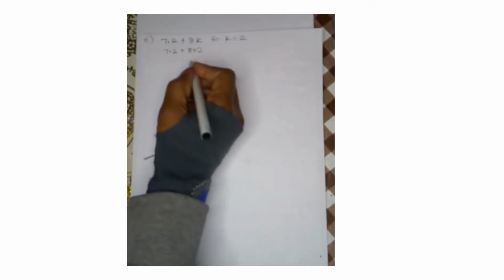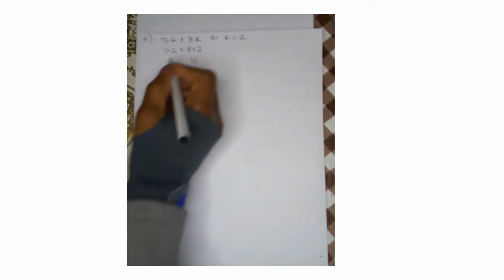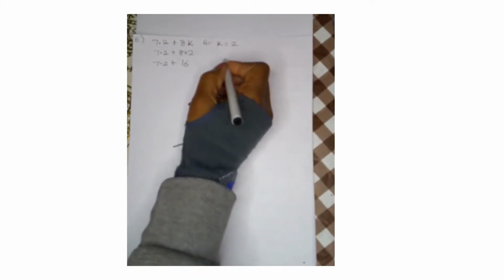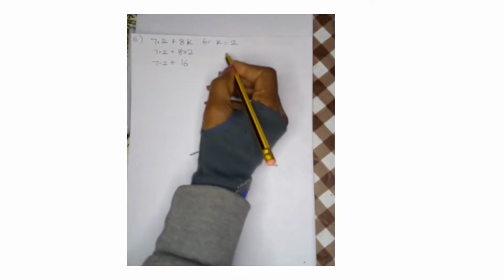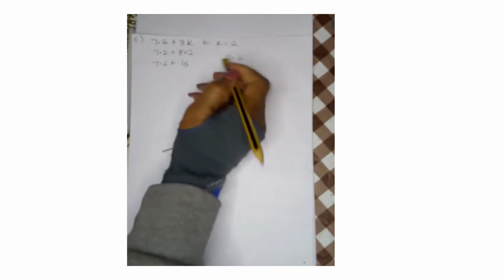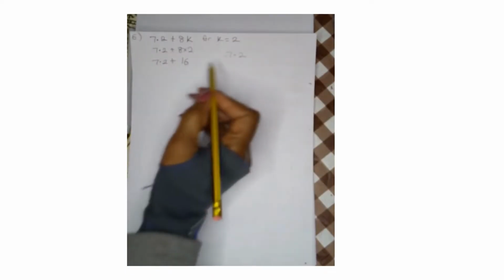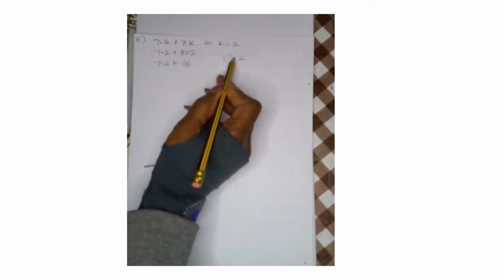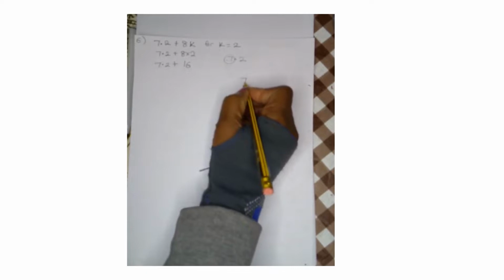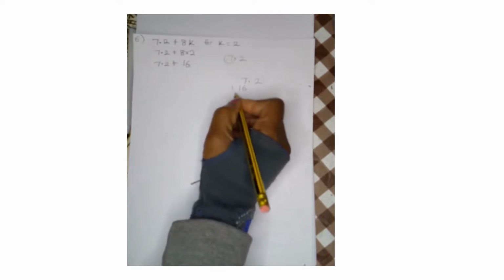8 times 2 is what? 16 plus 7.2. What is 7.2 plus 16? You write it like this. 16 is a whole number. So where is the whole number here? 7 is also a whole number. So we are going to put 16 under 7. So this is how we are going to write it: 7.2 plus 16.